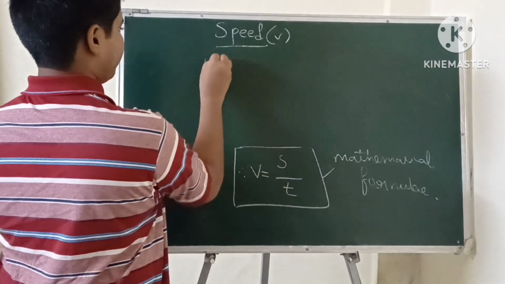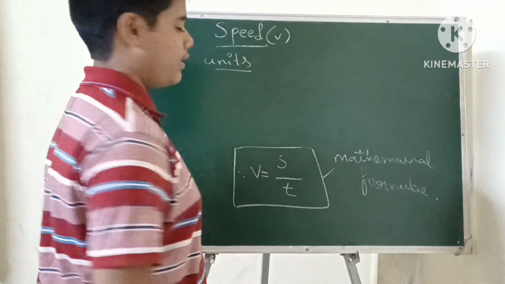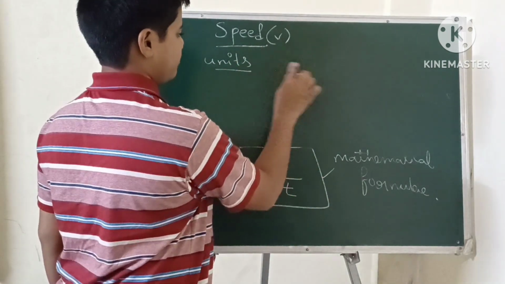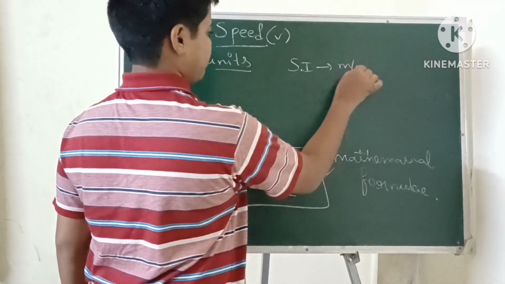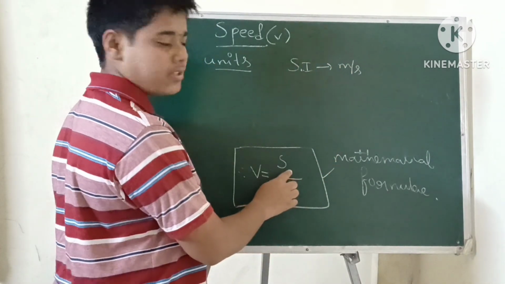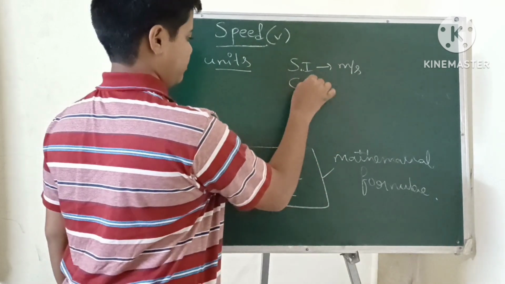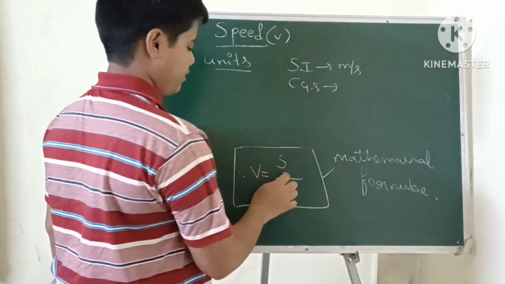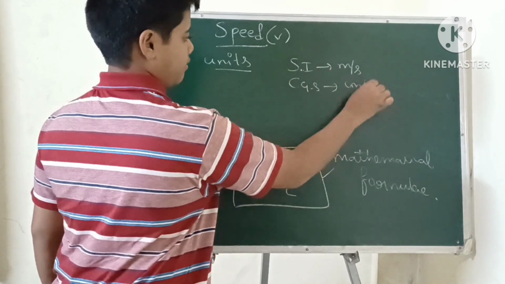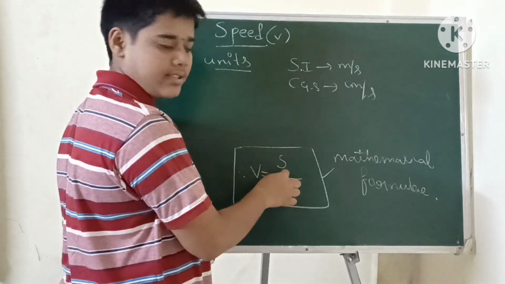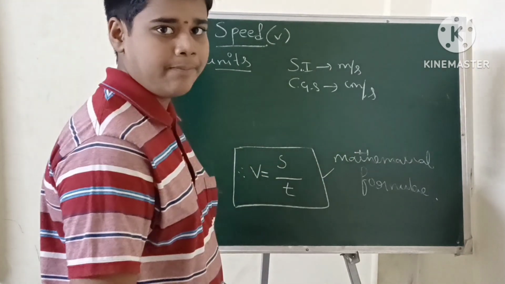Here, units of speed. The SI unit is meter per second. The SI unit of distance is meter, and the SI unit of time is second. And the CGS unit is centimeter per second. Centimeter is the CGS unit of distance, and CGS also uses second for time.